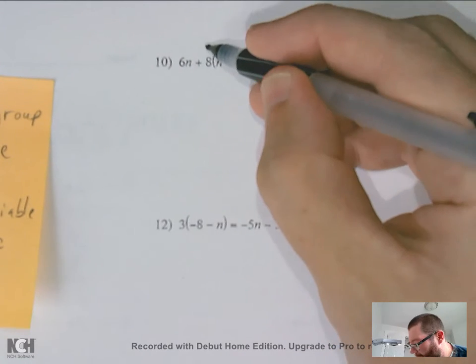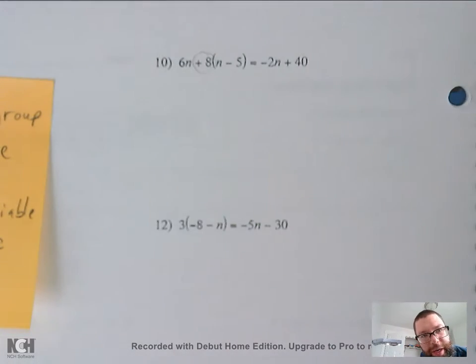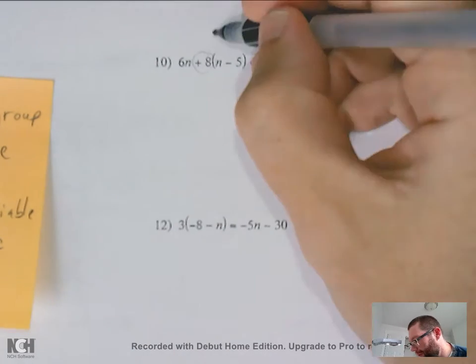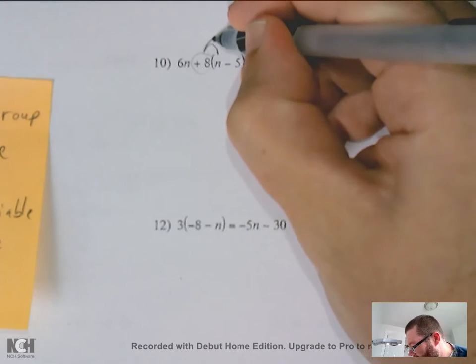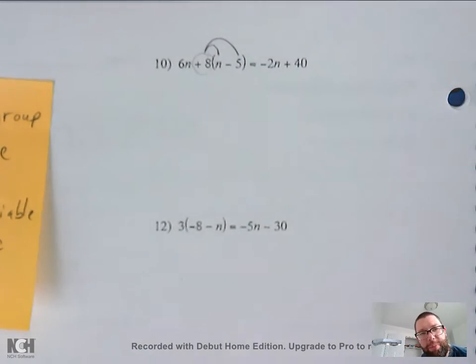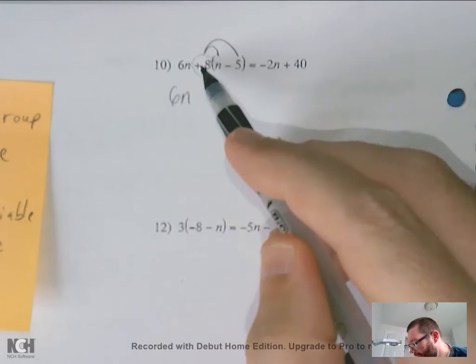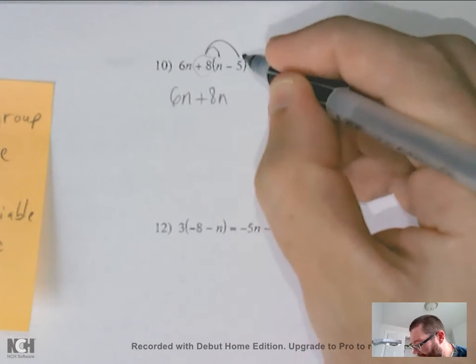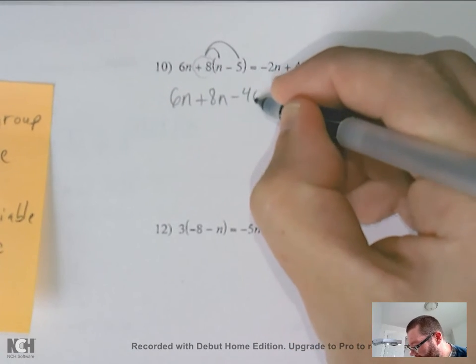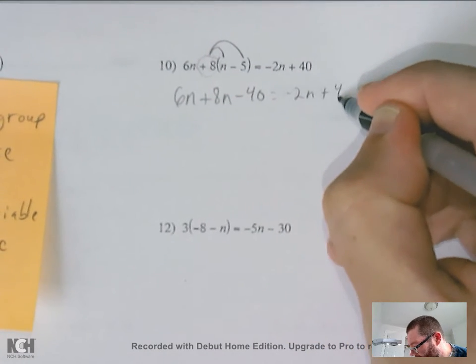And again, when we distribute, we bring that sign in front with it, right? So this is a positive 8, which doesn't really change things. But if it had been negative, it would have changed a lot of things. So we're going to multiply by 8 to everything in that parenthesis first. So that leaves me 6n is still there. 8 times n is 8n, so plus 8n. And 8 times negative 5 would be negative 40. And then that's equal to negative 2n plus 40.